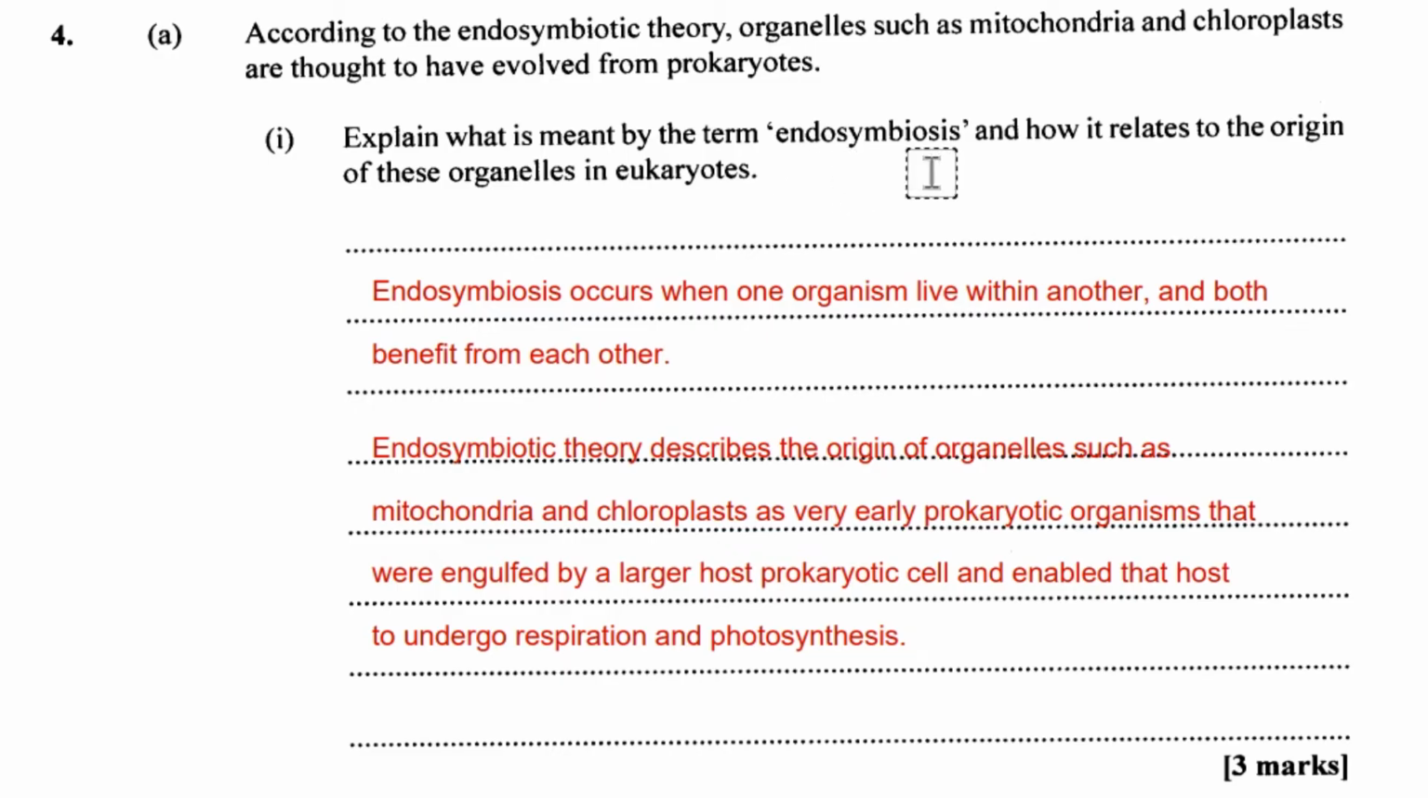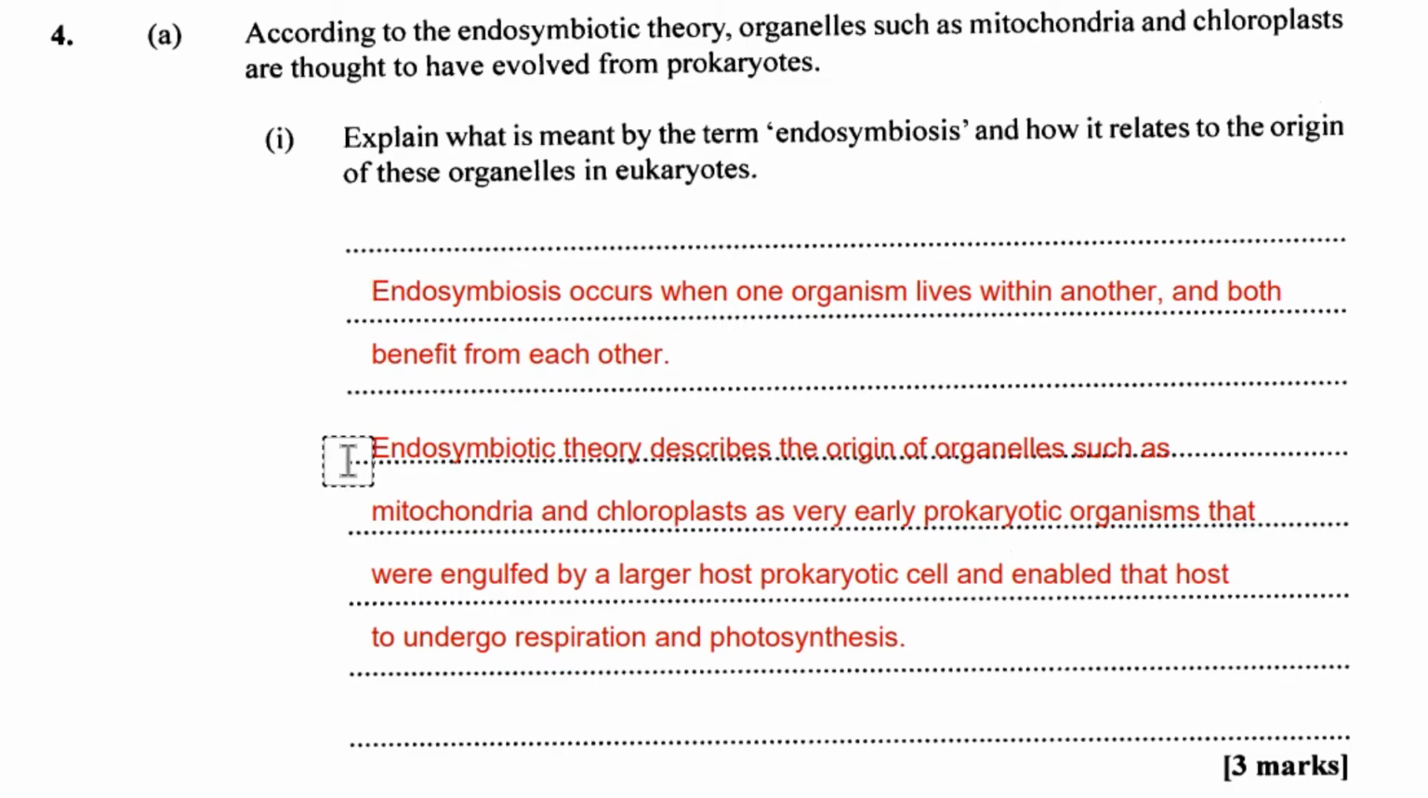Now to break down the term endosymbiosis, endo means in, and symbiosis, kind of like symbiotic relationships, means that there's a relationship between 2 organisms that usually could be described as mutual, which means that they benefit from each other, or at least one of them benefits from the other. So endosymbiosis occurs when one organism lives within another, and both benefit from each other, right?